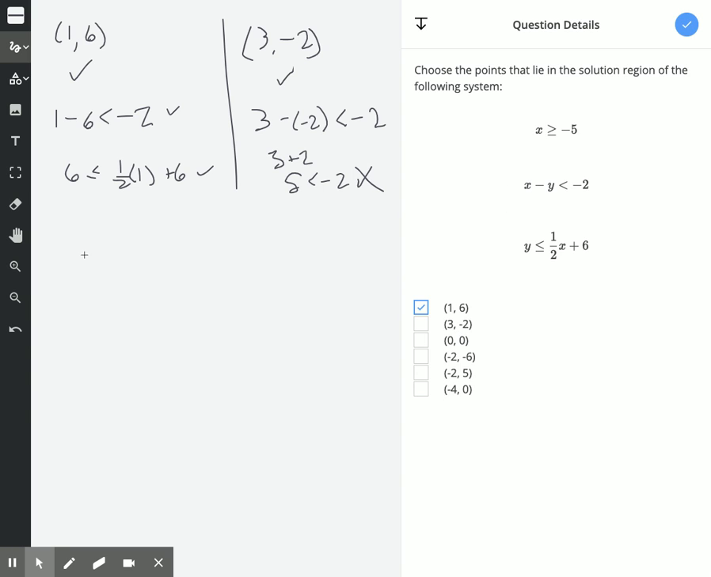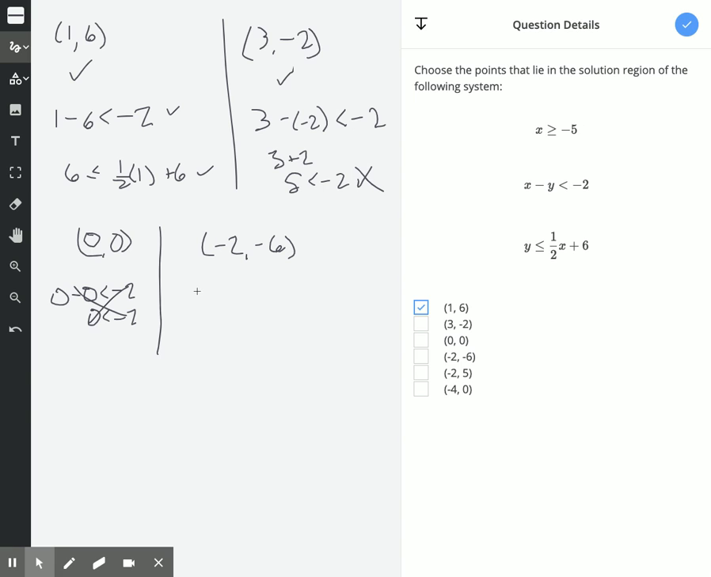If I test 0, 0, is 0 greater than -5? Yes. If I were to put 0 minus 0, is that less than -2? Well, that's 0. No, that's false. I'm not going to select that. Let's keep going. Is -2 greater than -5? I believe so, yes. A smaller negative is bigger than a bigger negative. It's kind of weird like that, but you can make a number line and prove it to yourself.